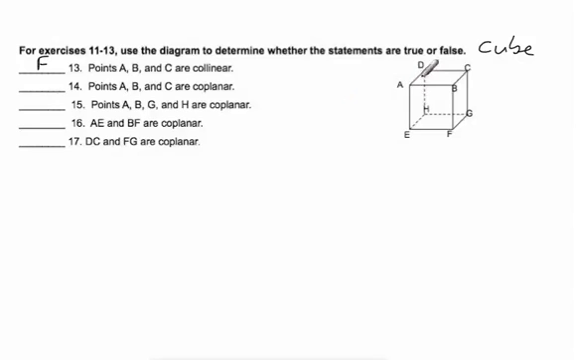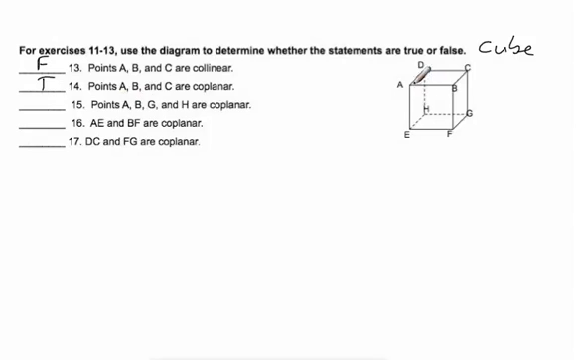Points A, B, and C are coplanar. Yes, they are. We don't even have to look at the figure to see that points A, B, and C are coplanar, because remember, any 3 points are coplanar. If you have only 3 points, they're always coplanar.